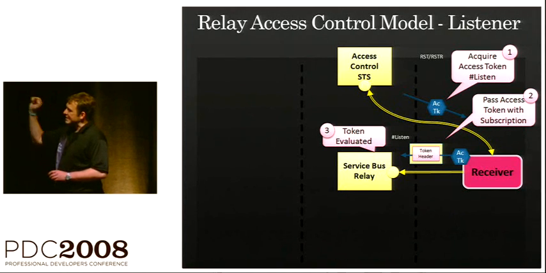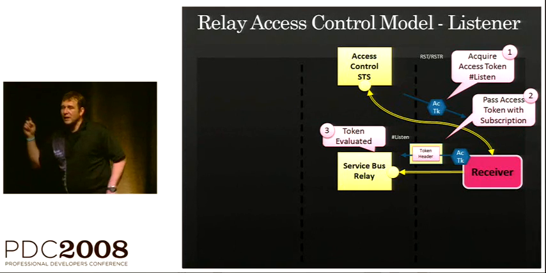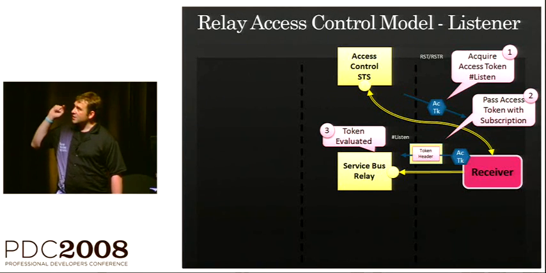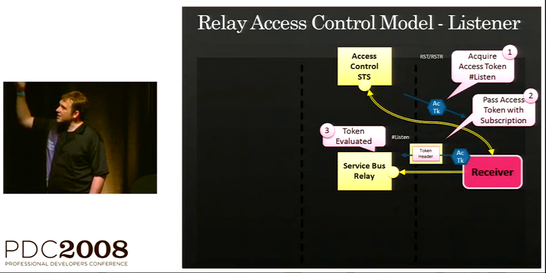The service bus relay service gets that token header in a message or when the connection is established, depending on the connection mode, and we evaluate that token. What we do is we check, is this a token that's issued by the access control system, and does it have the right claim?